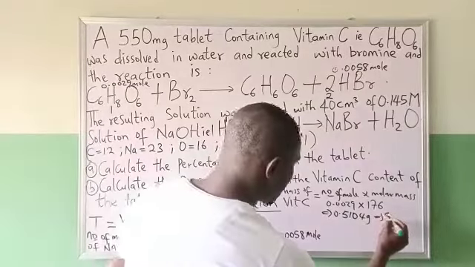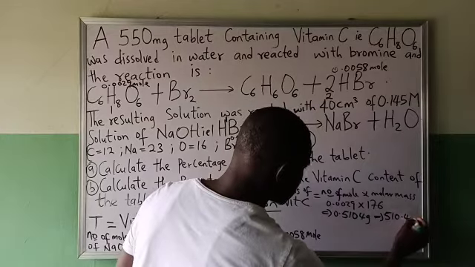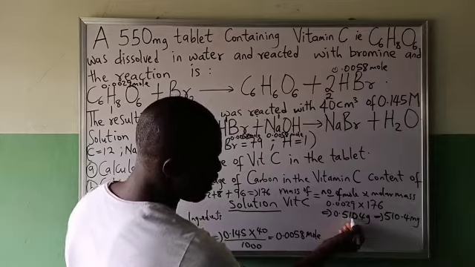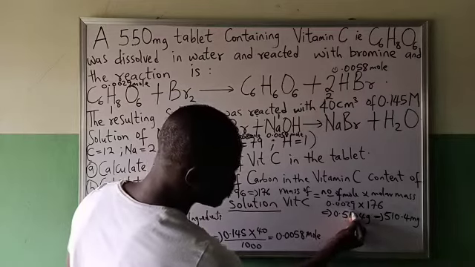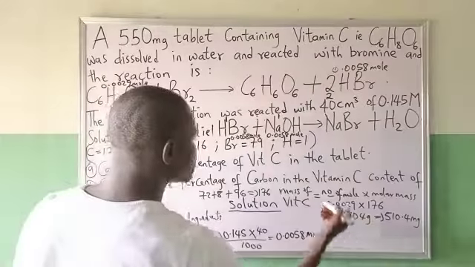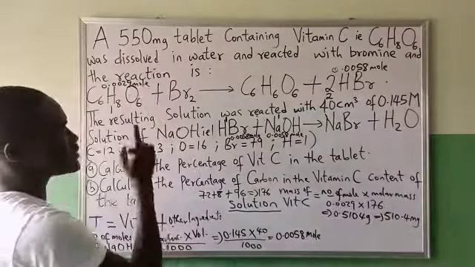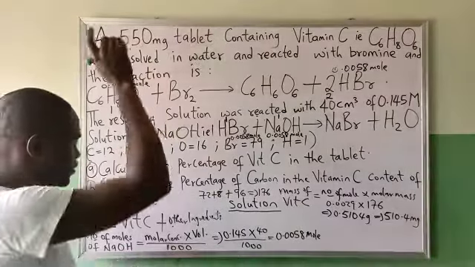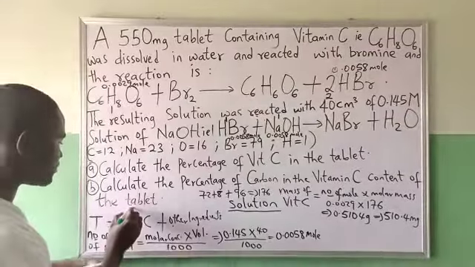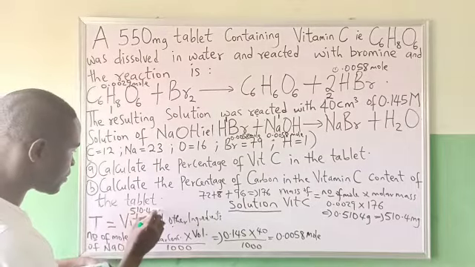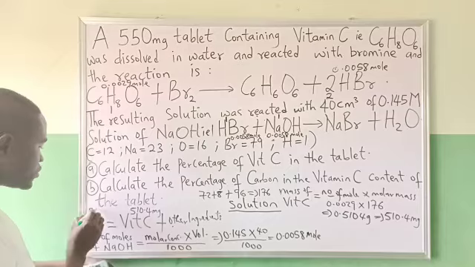So this is 510 milligram, because if I multiply this by 1000, it will give me this. This is the mass of vitamin C that should be inside that tablet. Remember, the tablet fully is 550. That means here is 510.4 milligram, and the total is what?